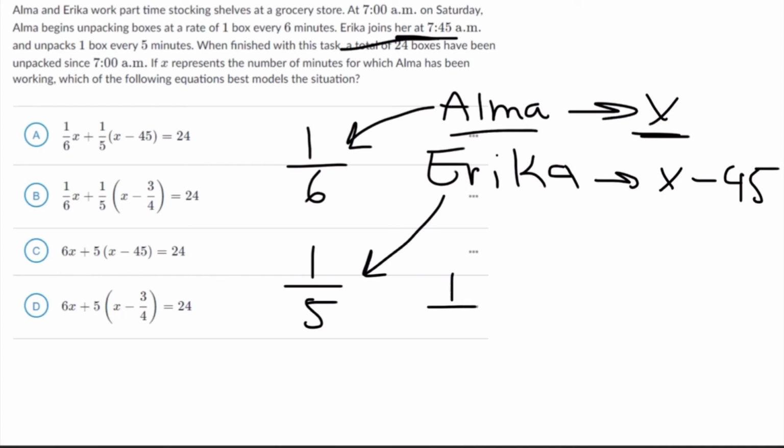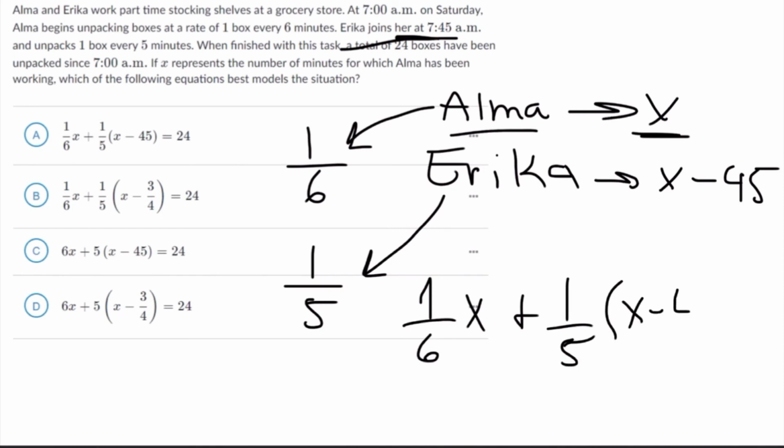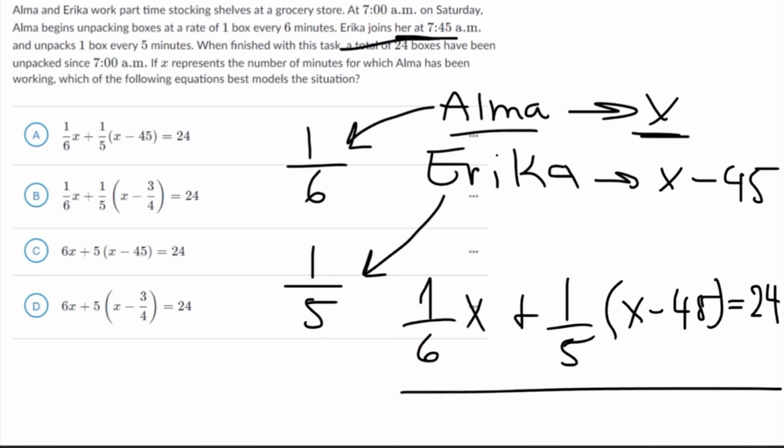So let's say Alma works at 1/6 for X minutes, so one box every 6 minutes for X minutes. Let's even write it so it can be clear for you guys. And the minutes will, of course, cancel out and leave us with the boxes. Since y'all understand that part, now I'm just going to write the equation. So 1 over 6 X for Alma plus 1 over 5 times X minus 45 for Erica. Now when they finished working, they had a total of 24 boxes complete. So this is their equation.